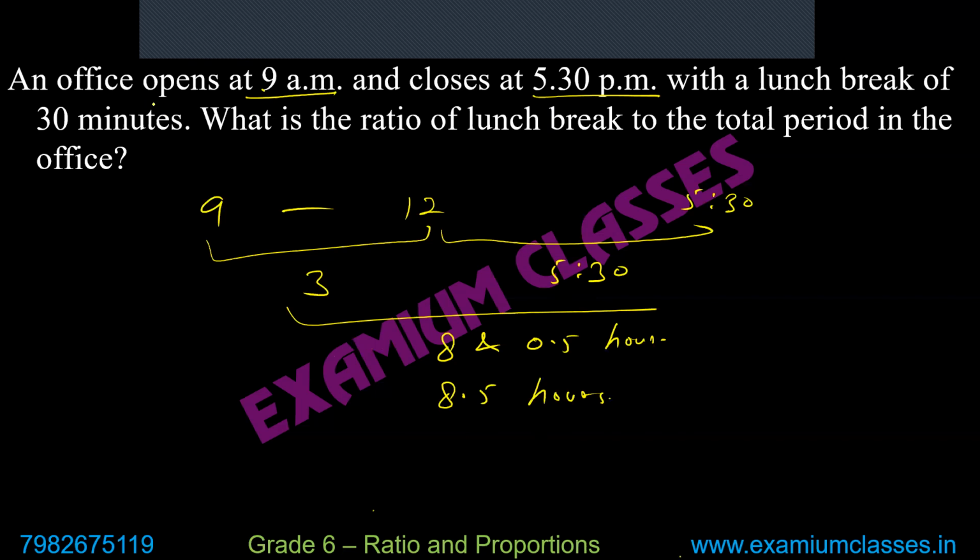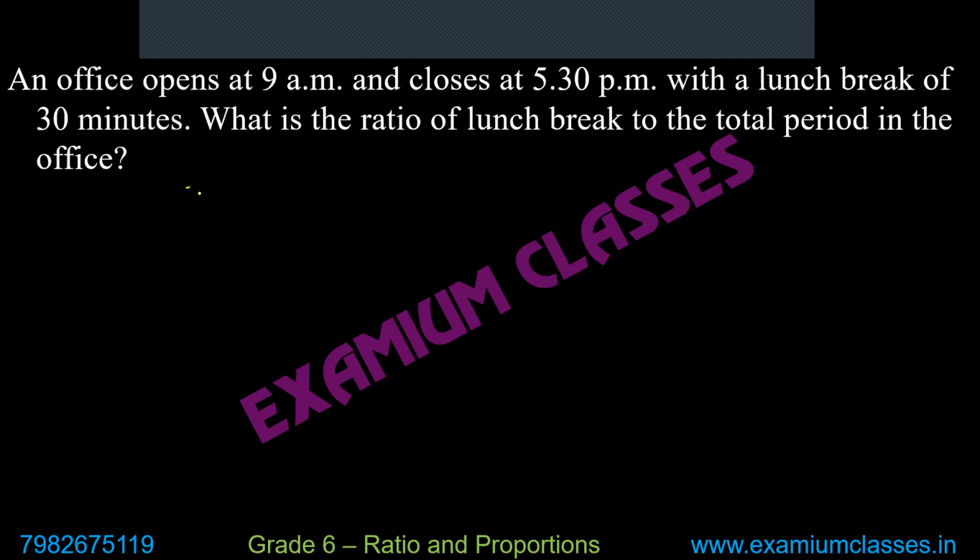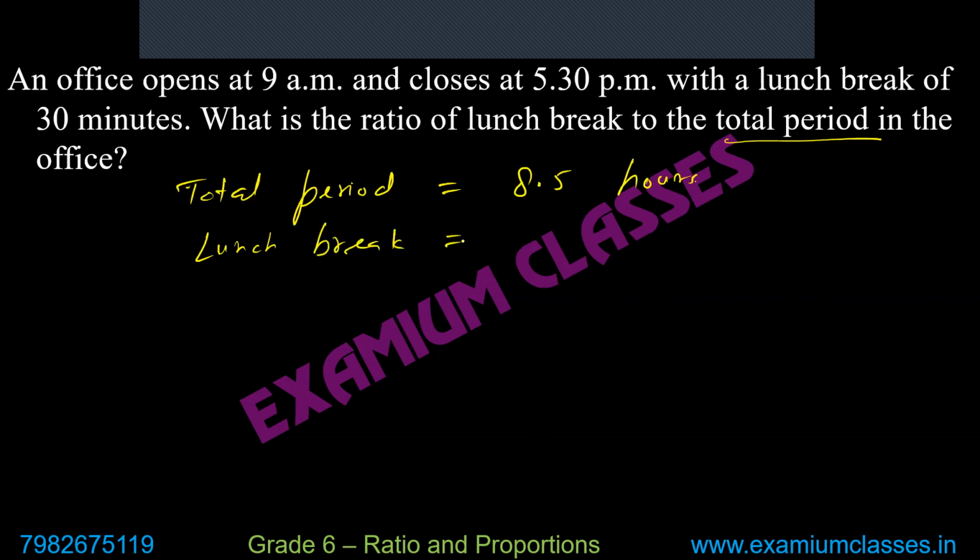And the lunch break is 30 minutes. You have to convert it into hours. All the units must be same. So we will say the total period will be 8.5 hours and lunch break will be 30 minutes. That is 30 divided by 60 hours. That is 0.5 hours. So what will be their ratio?